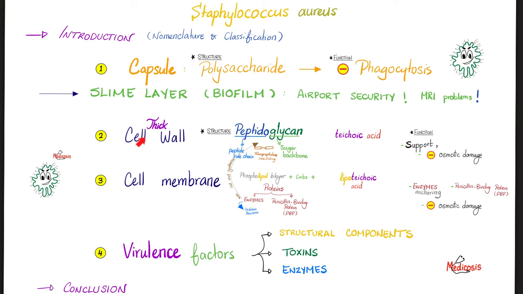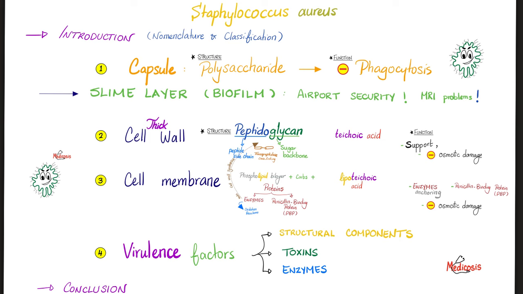Let's dig deeper. A thick cell wall. Why thick? Because this is gram-positive. Structurally speaking, the cell wall is peptidoglycan. What do you mean? Peptide side chain. Okay, what's the backbone? Sugar. So the main thing is sugar, just like the capsule. That's the backbone. And then we have peptide side chain. How do you link the backbone with the side chain? Transpeptidase. That's why it's called peptidoglycan. Don't forget that the wall has teichoic acid. Functionally speaking, peptidoglycan provides rigid support for the Staph aureus. It also prevents osmotic damage.